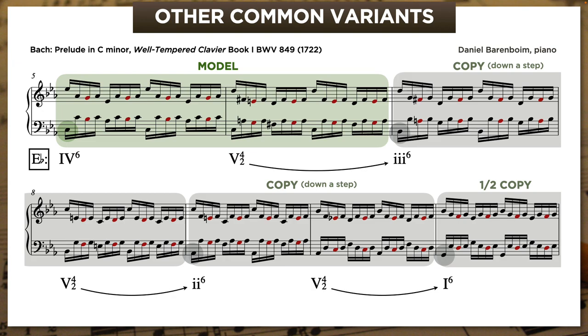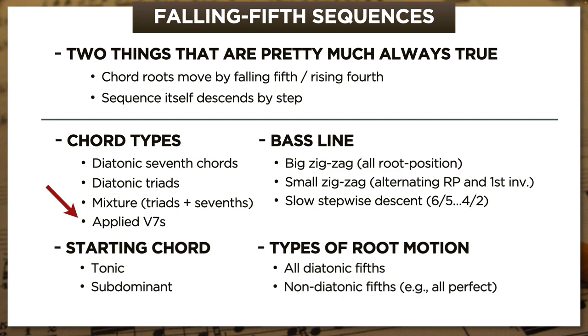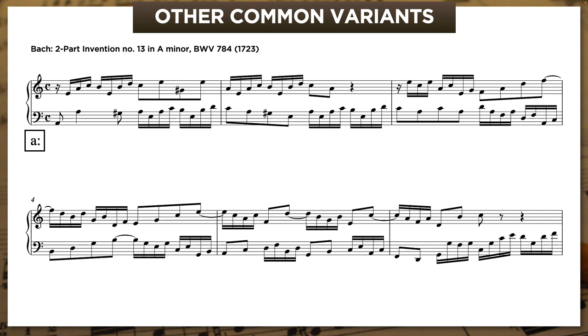And now let's make sure that we add applied dominants to our little inventory. Next up is a third keyboard piece by the Elder Bach. This time it's the two-part invention in A minor. And it starts by tossing the main motive between the hands with implied tonic and dominant harmonies. And then comes the sequence.